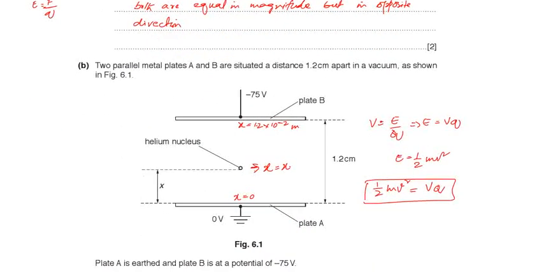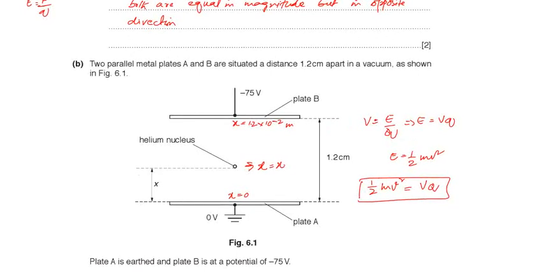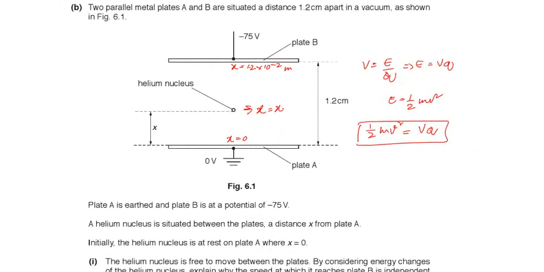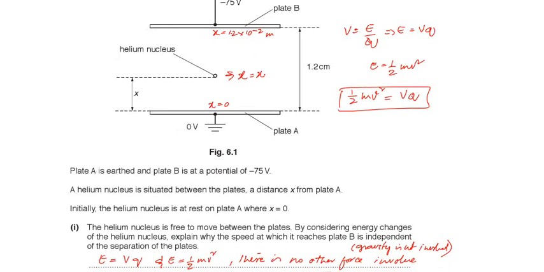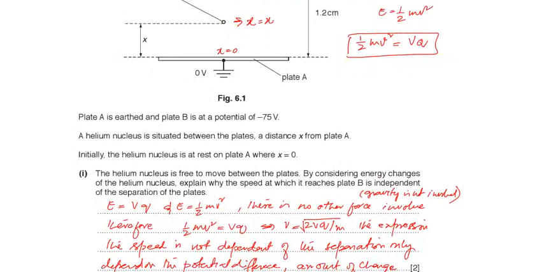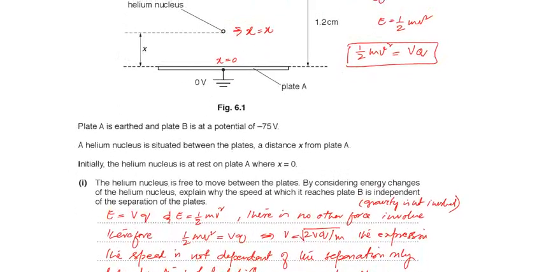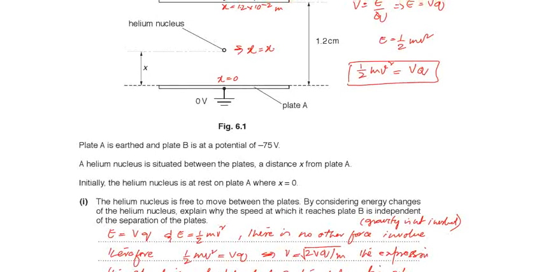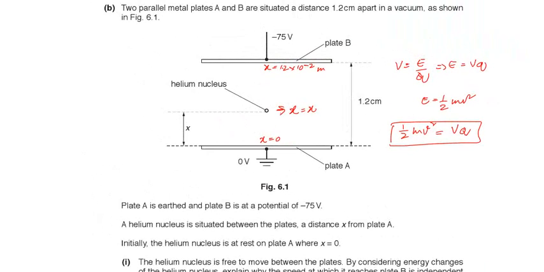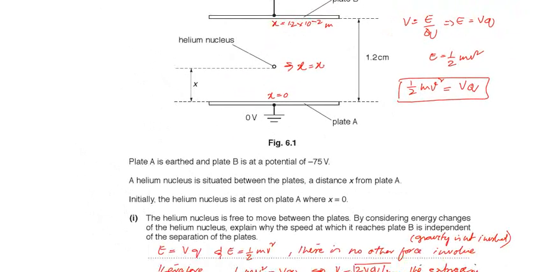Two parallel plates A and B are situated at a distance of 1.2 centimeter apart in a vacuum, shown in this figure. So here there should be X, the position we need to find, the distance between this plate and this plate. And the total displacement is 1.2 centimeter. Plate A is Earth and plate B is at the potential. If we see the direction of the electric field lines, from bottom to up, right? So it is a higher potential, 0, and minus 75 will be a lower potential.